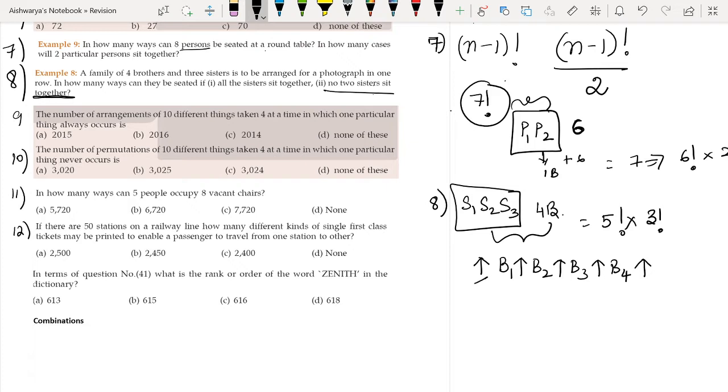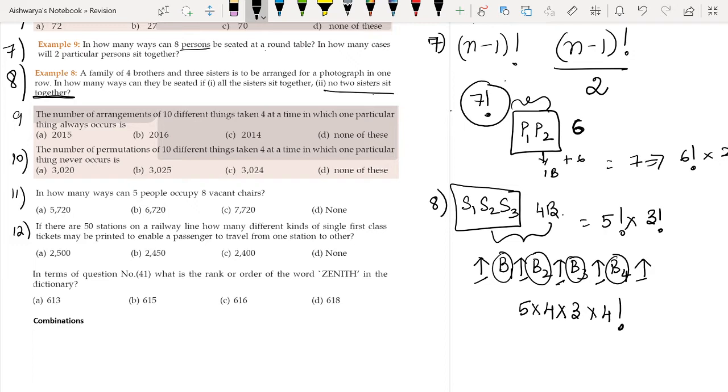So how many places do they have? 1, 2, 3, 4, 5. So they have got 5 options to sit. So first sister, the second sister has got 4 options, the third sister has got 3 options, and the 4 brothers among themselves can sit in 4 factorial ways. So the 4 brothers will sit in these places, these are fixed places, between these the sisters will sit. So 5 into 4 into 3 into 4 factorial will be the answer for this part.